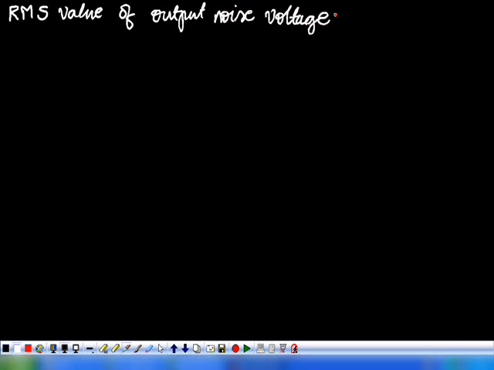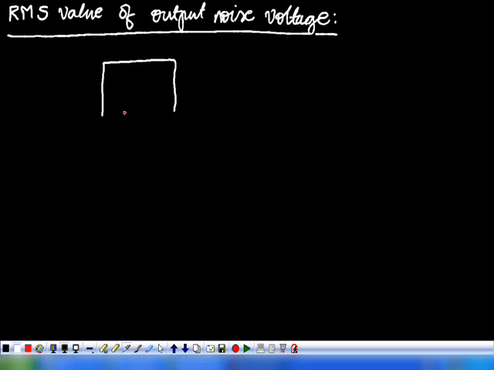Now we try to obtain the RMS value of output noise voltage of a network. So we consider this is a linear network with noiseless elements.